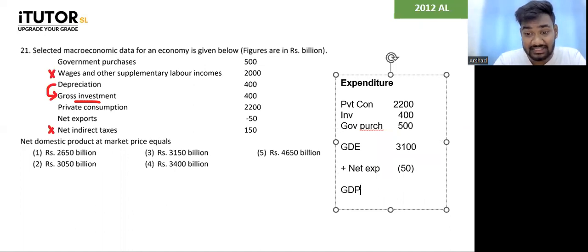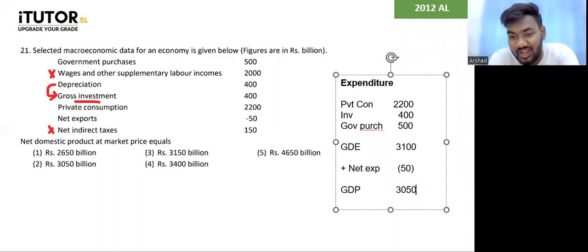GDP is 3,100 minus 50. That's 3,050. Is that our answer? Yes, we've calculated GDP at 3,050. Okay, that's not our answer because the question is asking for what? The question is asking for NDP, net domestic product.